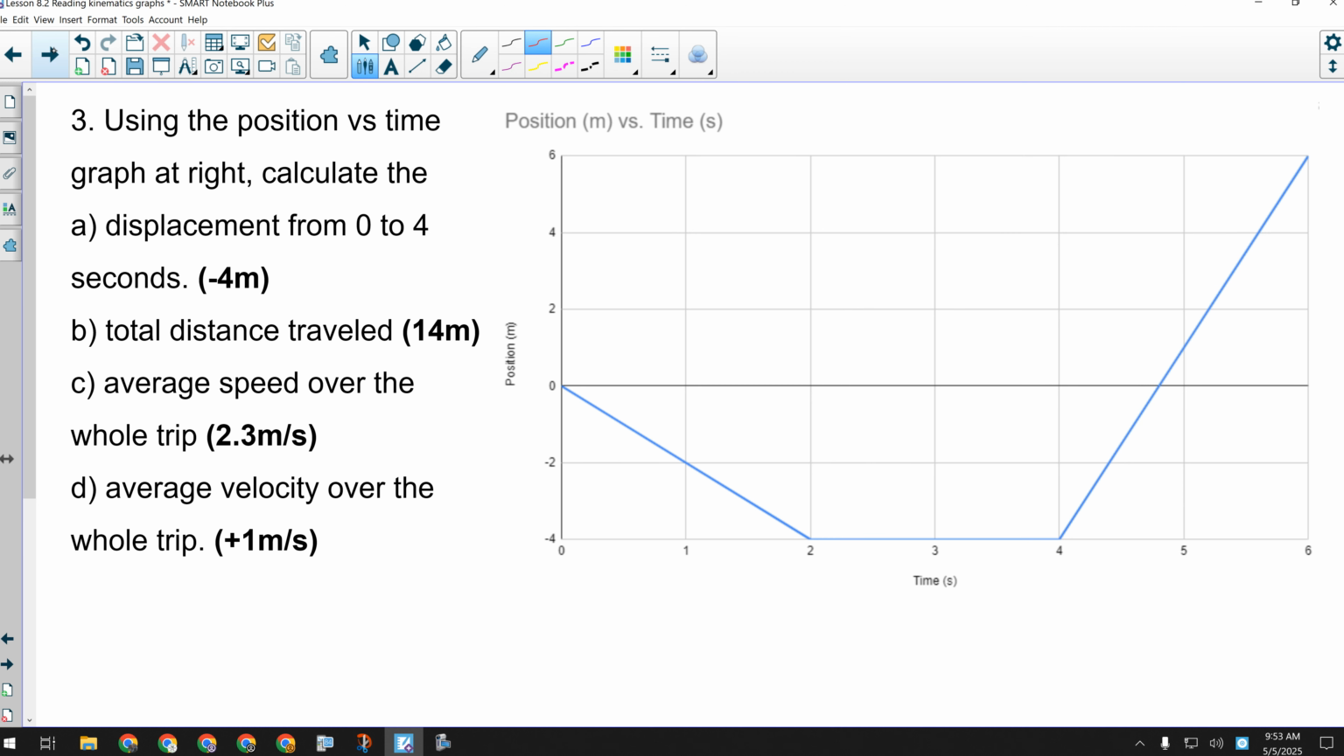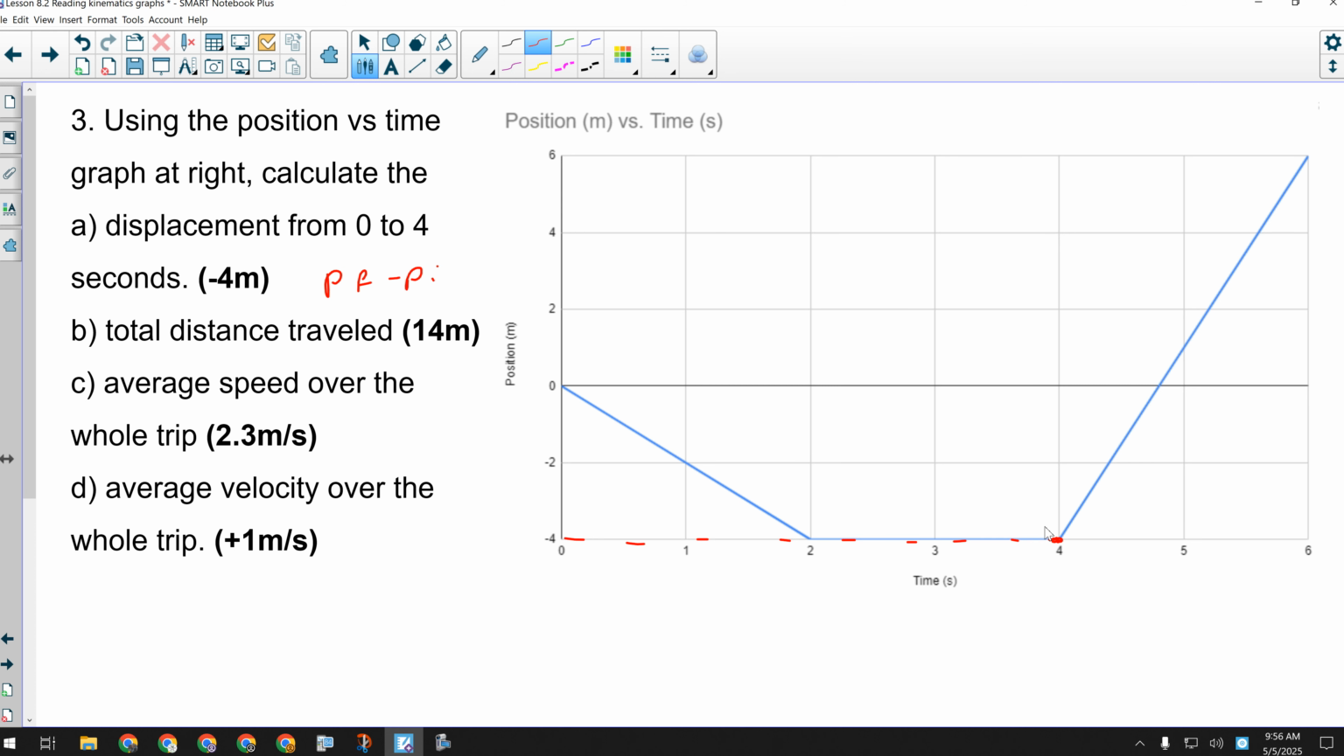All right, a position versus time graph here. Same idea. This one just goes down into the negatives. It doesn't really change anything. You just have to make sure you include those. Displacement from 0 to 4 seconds: at time 4 seconds, that's our final position, -4. Our initial position is obviously 0. So our total displacement, final position minus initial position, is -4 minus 0, which is -4 meters.